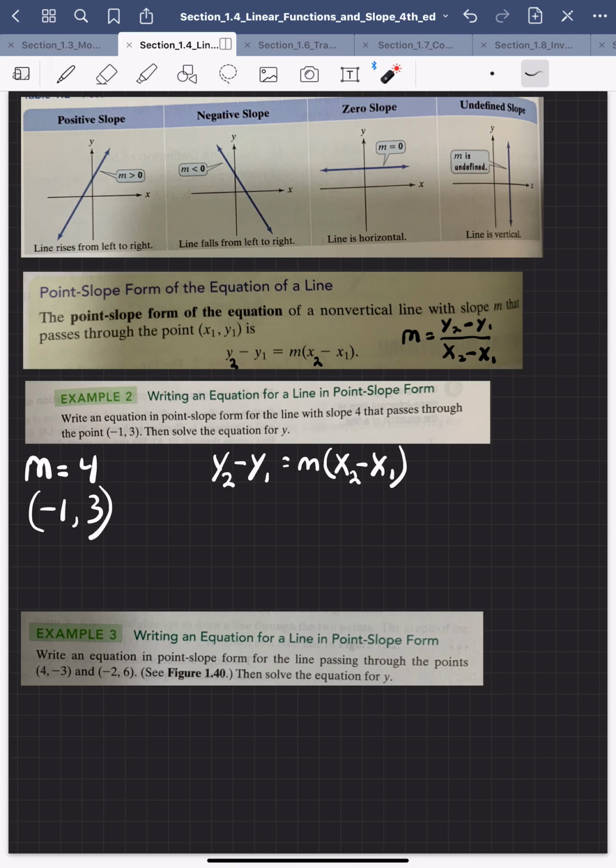Okay, well, let's go. All we need to do is start plugging in some things. So we know to plug the 4 in for the m. That's easy. But wait a minute. Where do we put this point? Right? So if x is negative 1, do we put that x in here or do we put it in here? If y is 3, does that mean we put the 3 here or do we put it here?